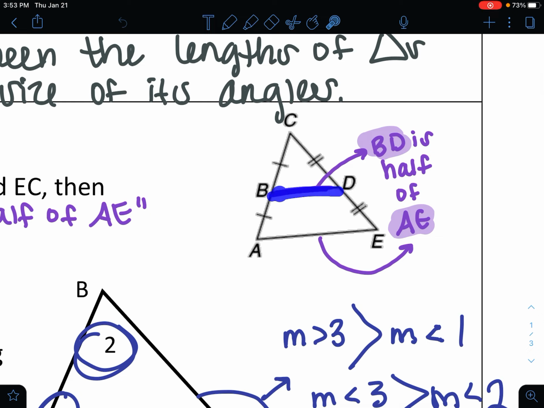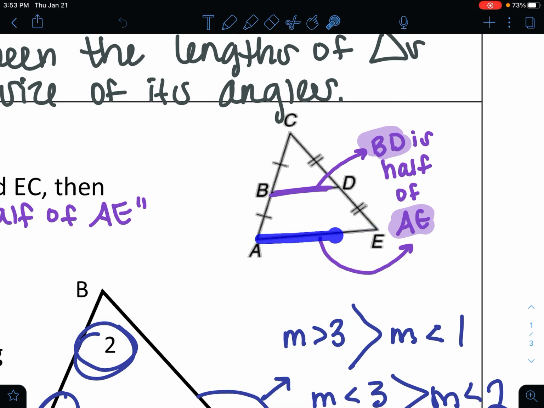All we're saying is, this is a mid-segment, right in the middle. That's why we call it a mid-segment. How do you know if it's a mid-segment? Look right here. You see the markings? If you see those markings, that means it's equal on both sides, which means it's in the middle. So if you see the mid-segment, this segment right here is half of this one right there. So BD is half of AE.